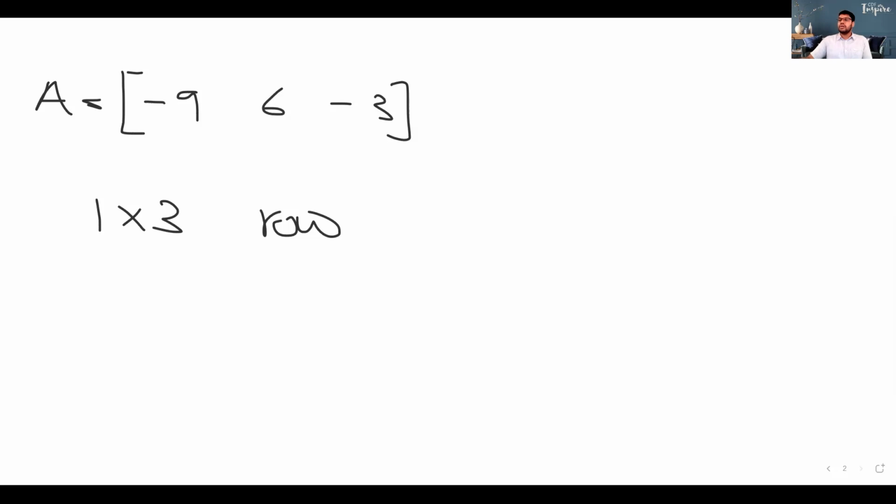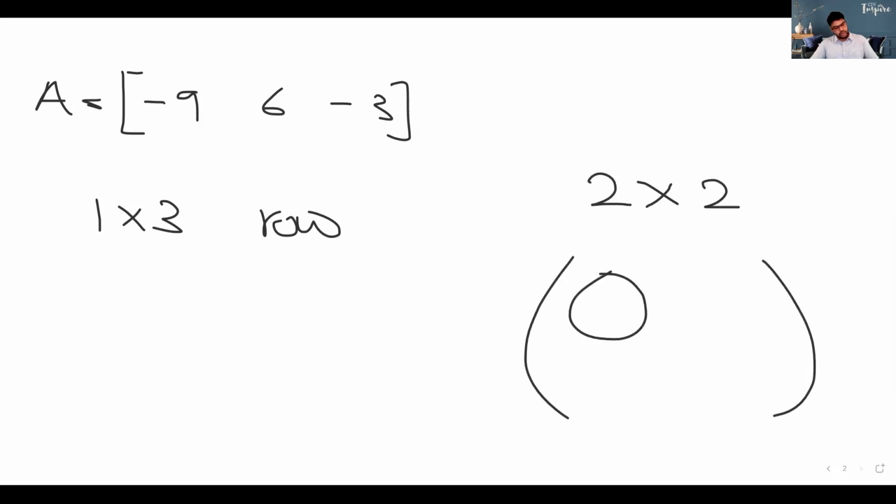Okay, so children, question number 2, it says, what is the order of a matrix which has an equal number of rows and columns with 4 elements? So children, equal number of rows and columns means a square matrix that has 4 elements. So the answer is a 2 by 2 matrix, right? Because a 2 by 2 matrix will have 1, 2, 3, 4 elements, and it will have the same number of rows and the same number of columns, right? That is the answer to the second question.